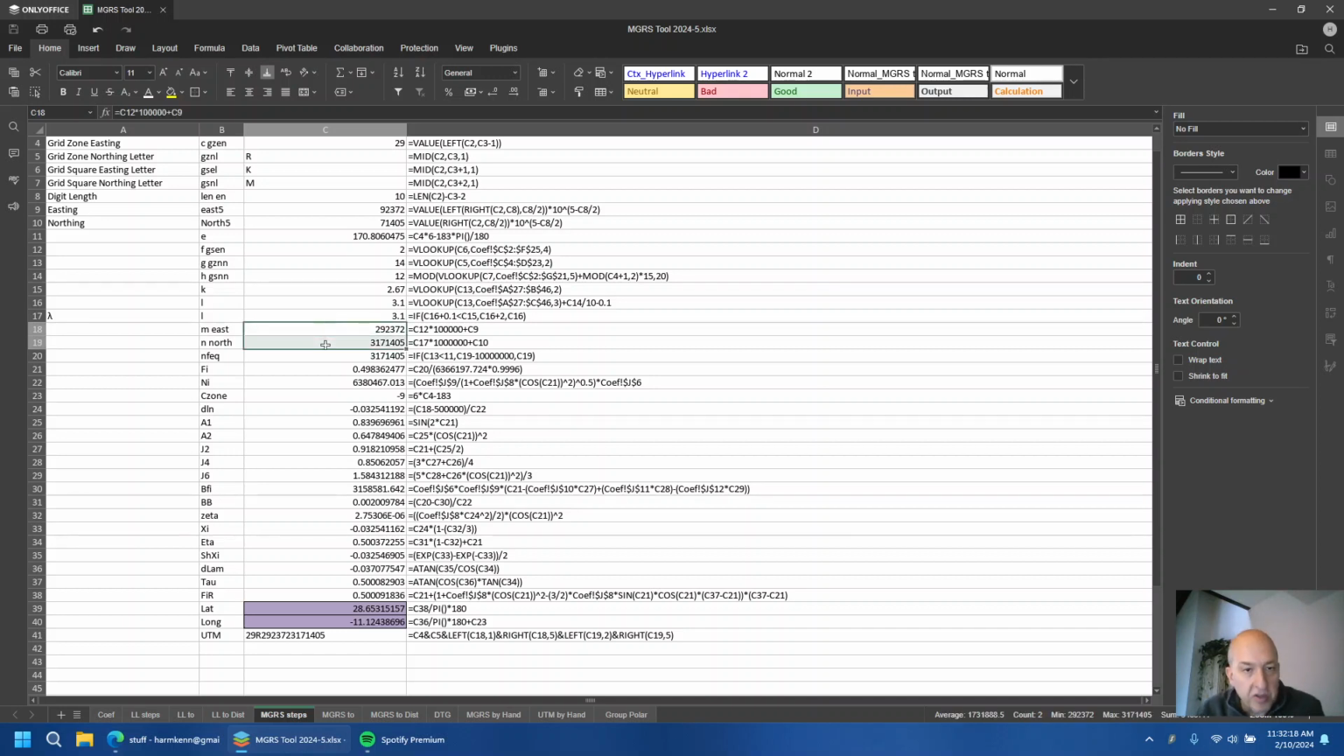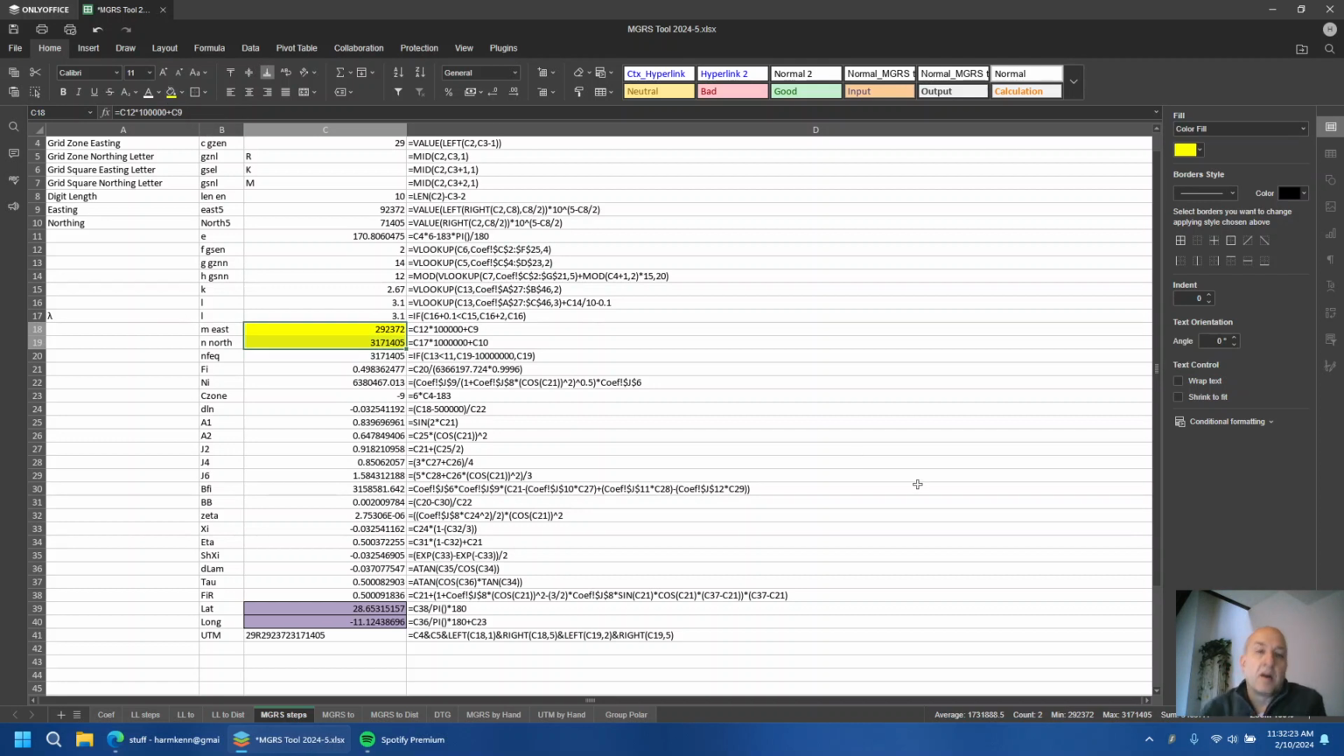These 2 blocks right here are important because they become the UTM easting and northing. You can see those end up here at the very end: 29 Romeo, and then all the other digits. Once we get the UTM, we start working out to get the latitude, longitude. And you can see all those crazy formulas that are required to get us there.